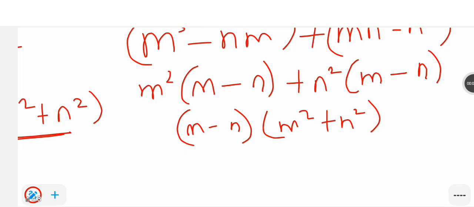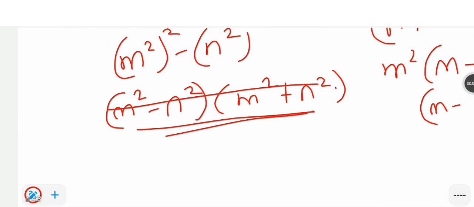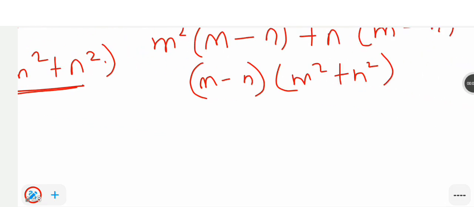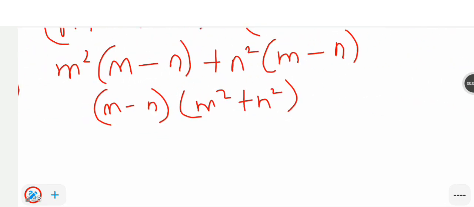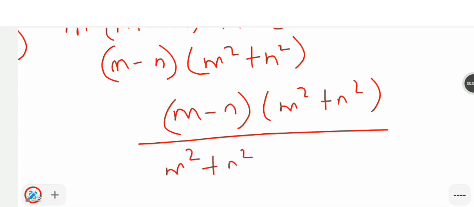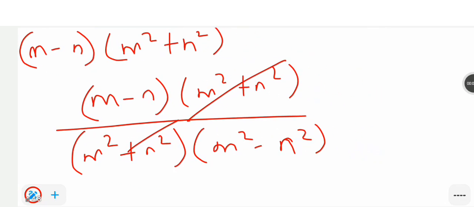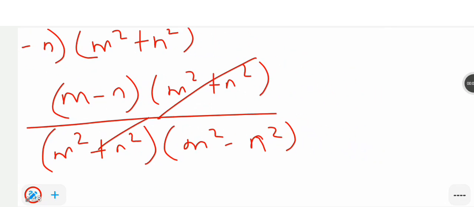So let's add the denominator, which was this. Okay, let's place it underneath it. So if you place it underneath it, it will be m minus n, m squared plus n squared, m squared plus n squared. Then you can cancel, you can see something is common here. So you have m minus n.